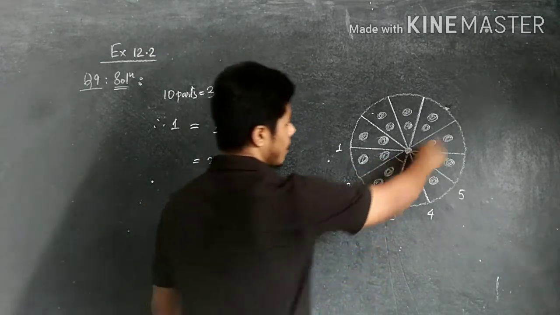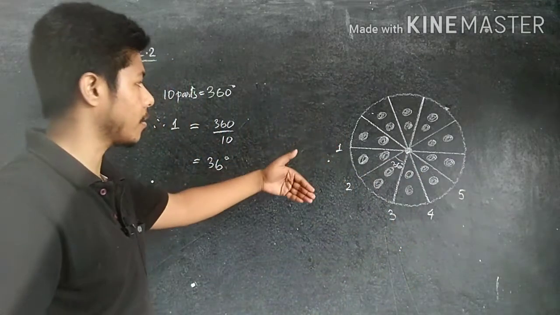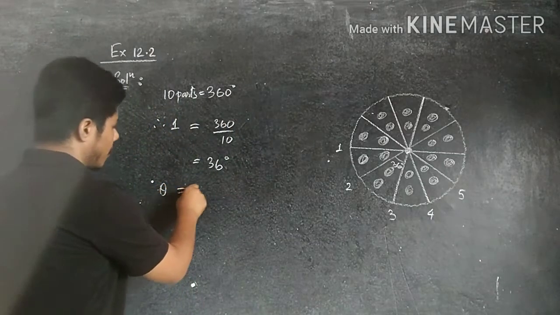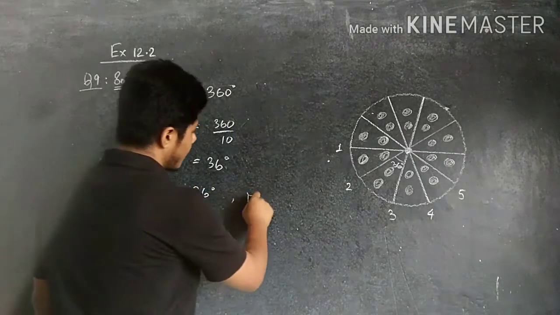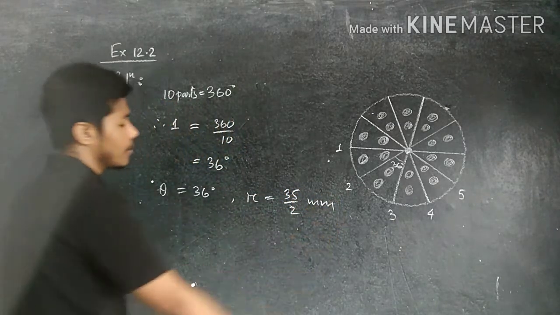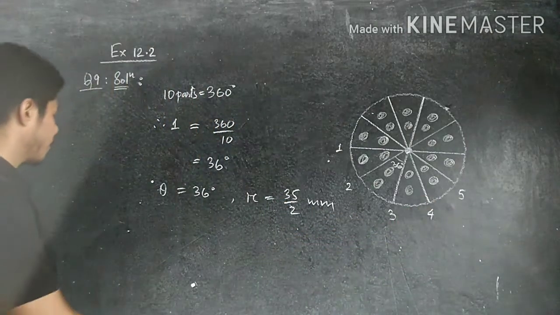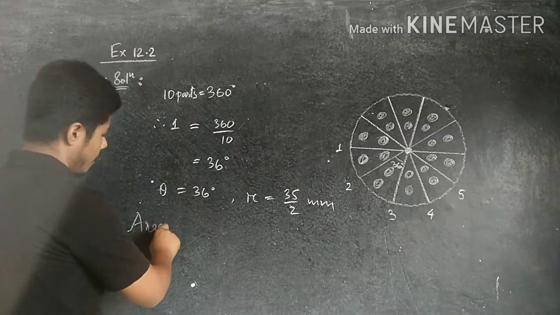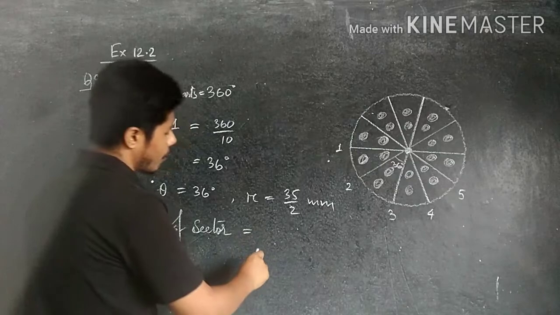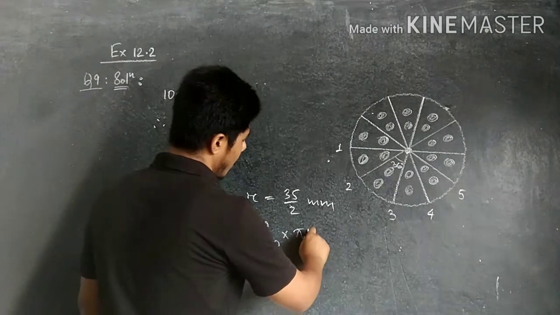Angle is 36. So if you choose any one part, suppose we choose this one, 36 degrees. Radius we already know, 35 by 2 mm. So here theta equals 36 degrees, and the radius equals 35 by 2 mm. If we get these two results, easily we can find the area now. Area of sector, which formula do we have to apply? Theta by 360 into pi r square.